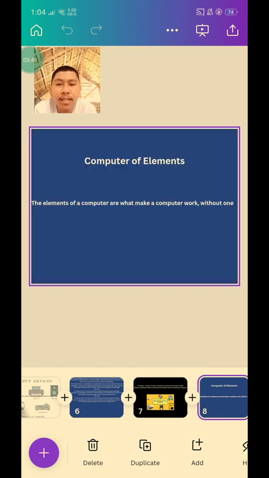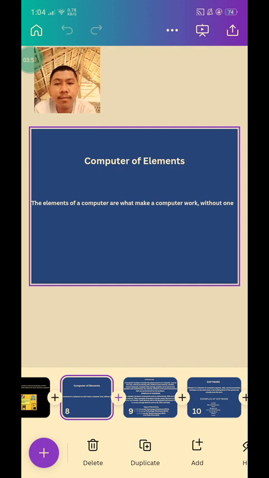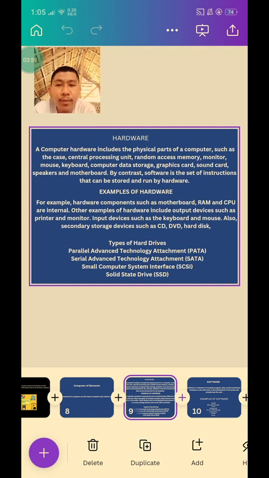Elements of a computer. The elements of a computer are what make a computer work. Next. Hardware. Computer hardware includes the physical parts of a computer such as the case, central processing unit, random access memory, monitor, mouse, keyboard, computer data storage, graphics card, sound card, speaker, and motherboard. By contrast, software is the set of instructions that can be stored and run by hardware. Ano po? Example of hardware.